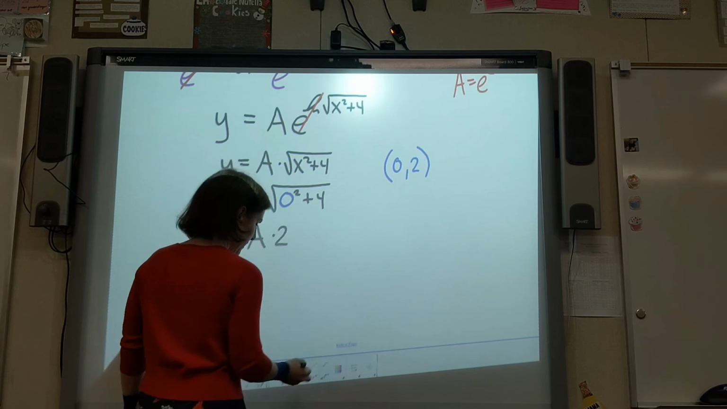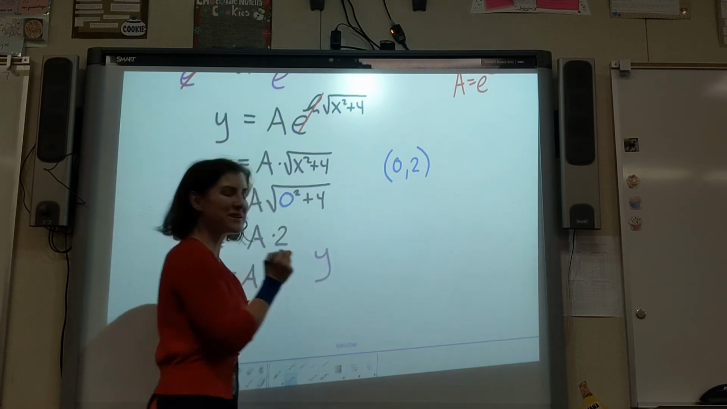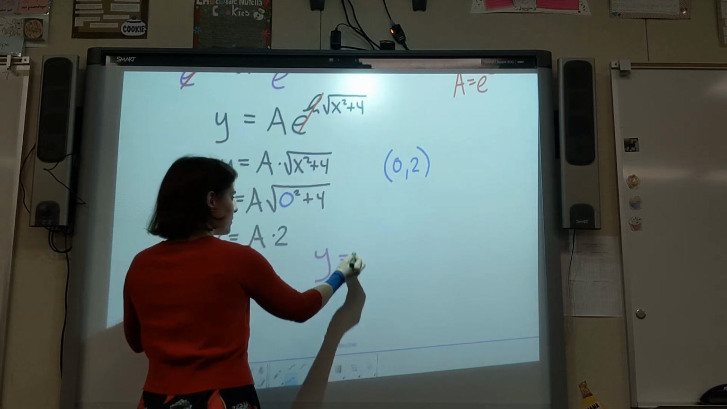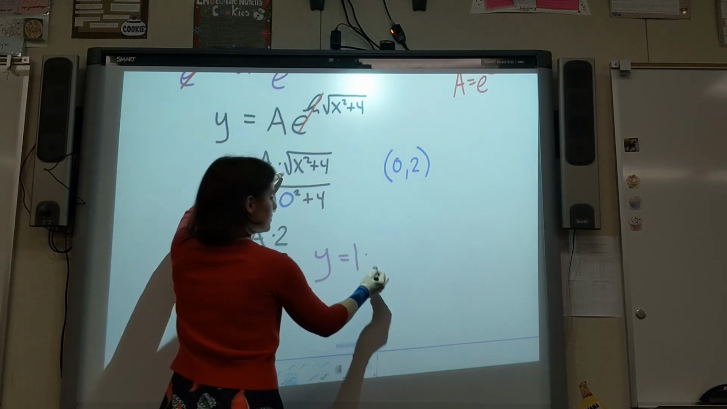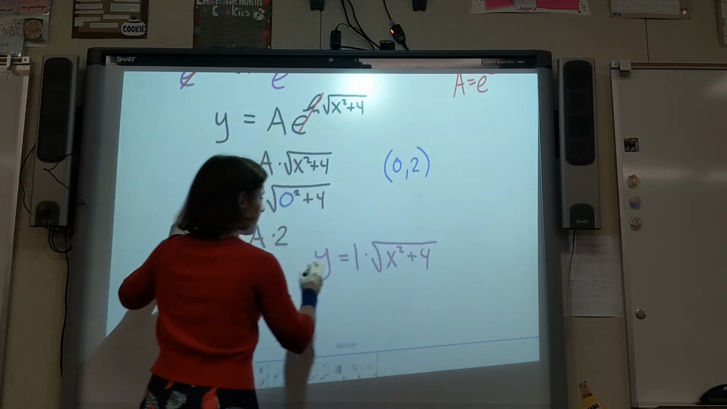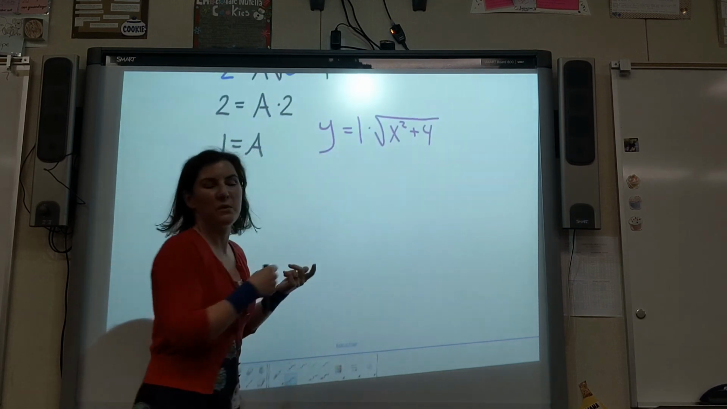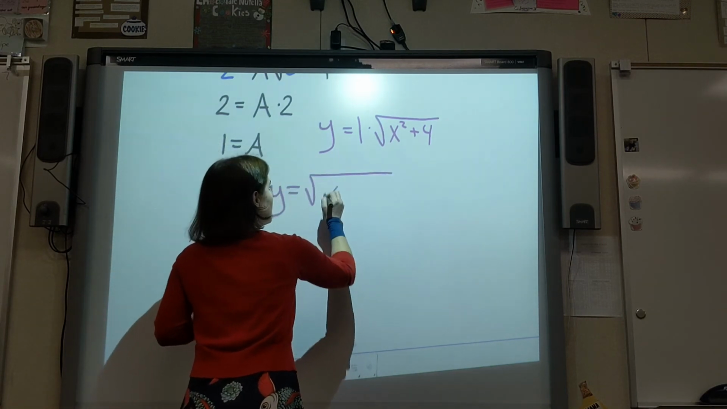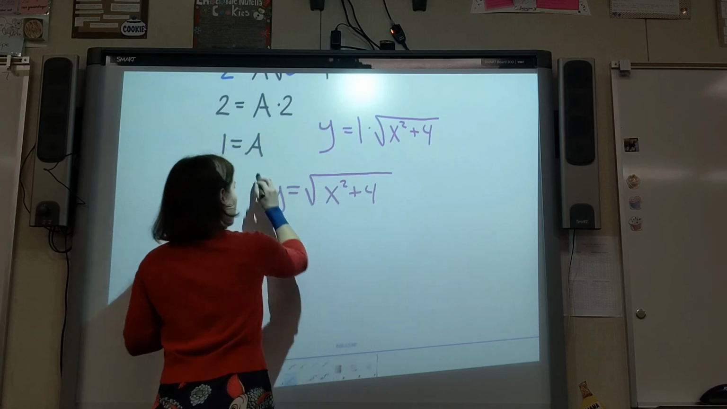And now I've got my formula. Let's put it in purple because that brings me joy. We've got y is a, which is 1, times the root of x squared plus 4. And I don't really need the 1 there. It doesn't change anything. So I'm just going to write y is the root of x squared plus 4.